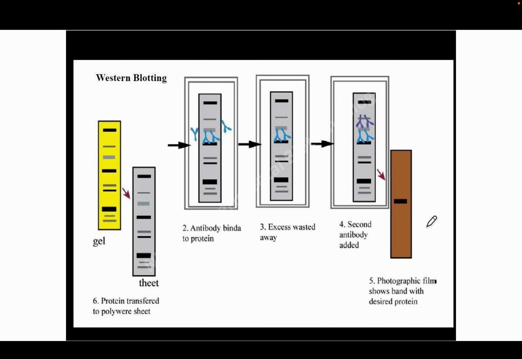So this is how the Western blot happens. You bind the primary antibody, then the secondary antibody, and then your photographic film shows bands of the desired protein.